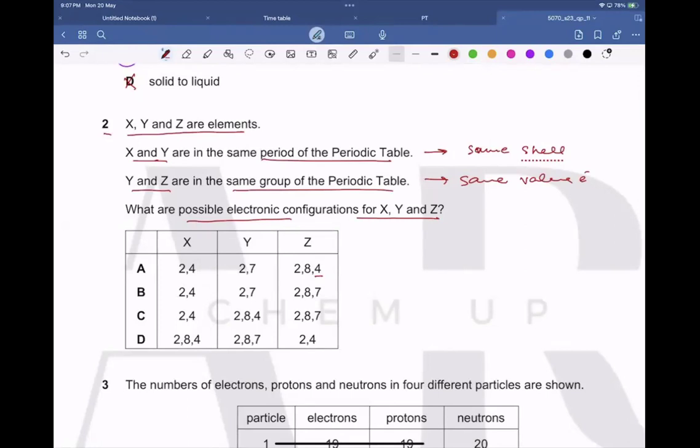X and Y are in the same period, right? So for this, these two are correct, and this can be the wrong one.